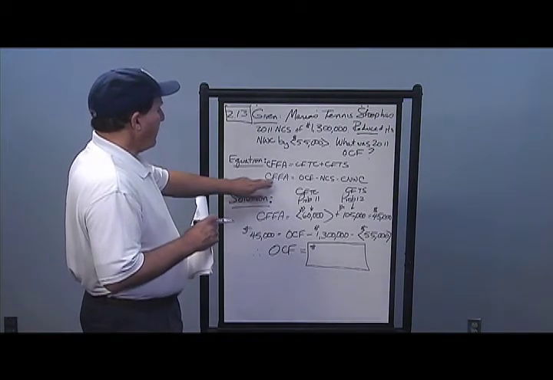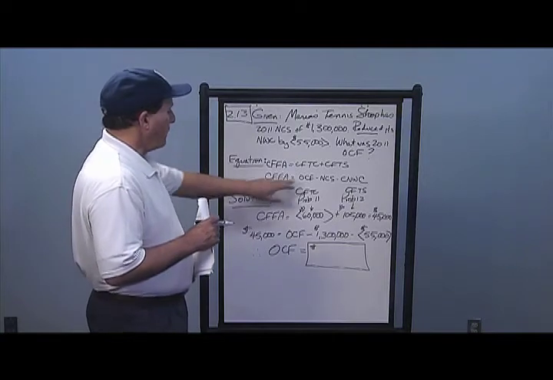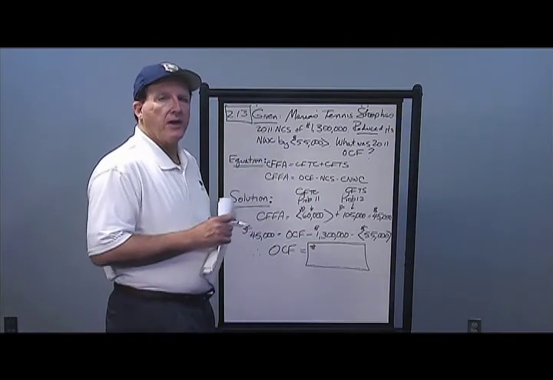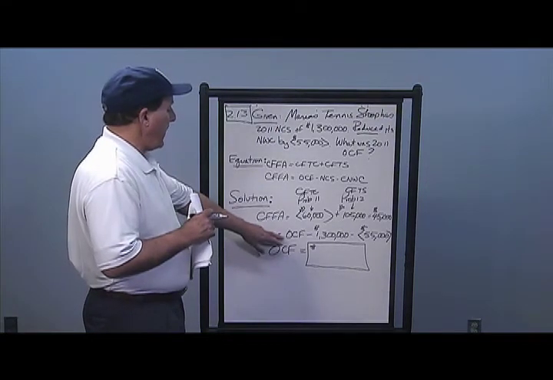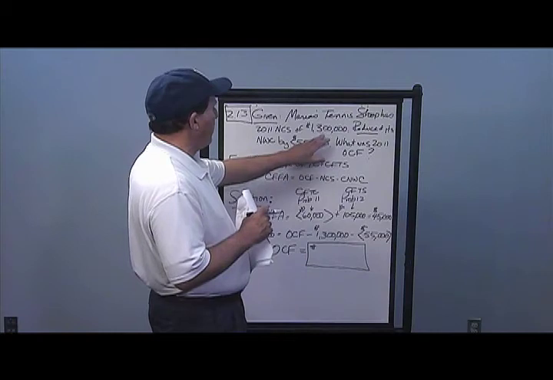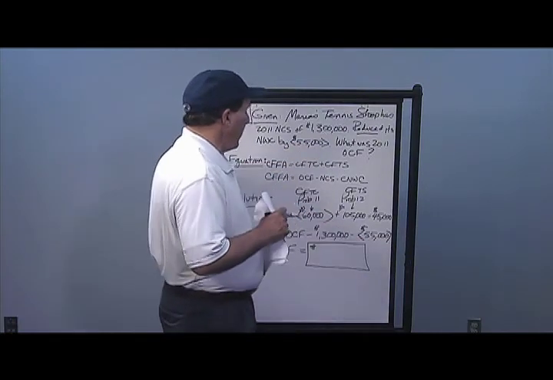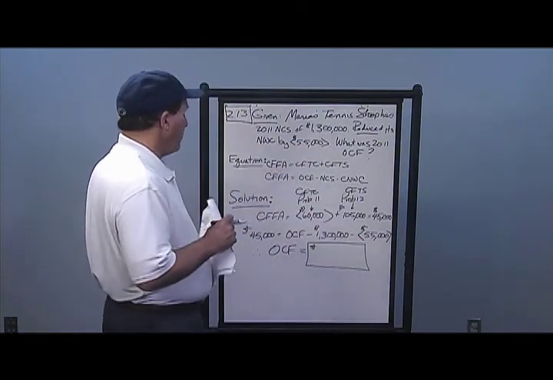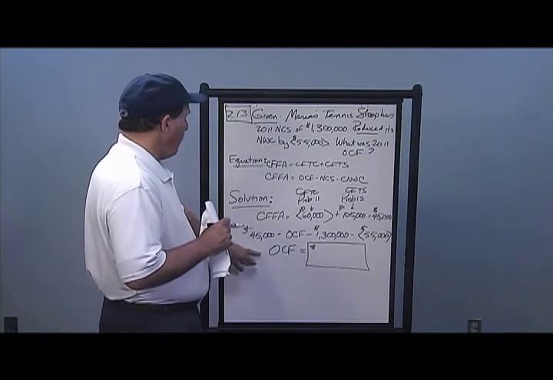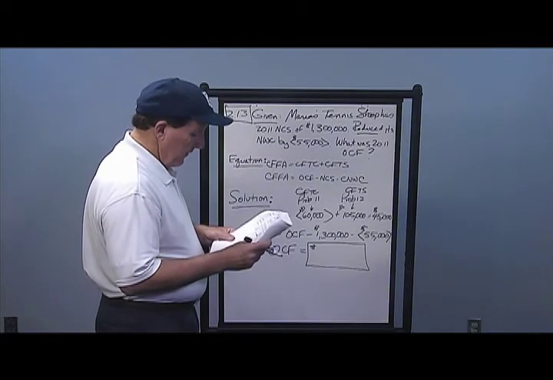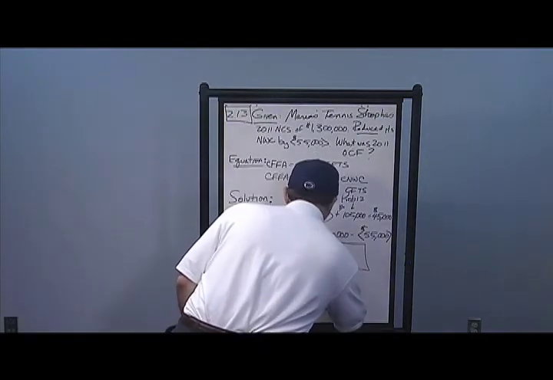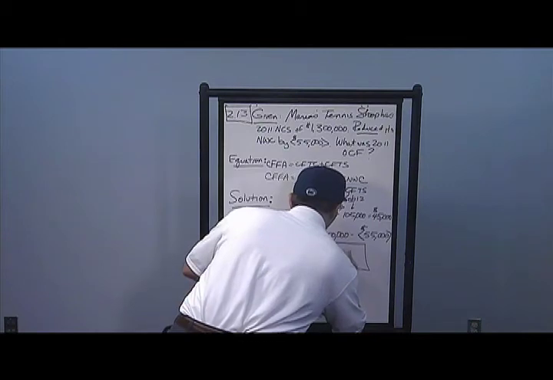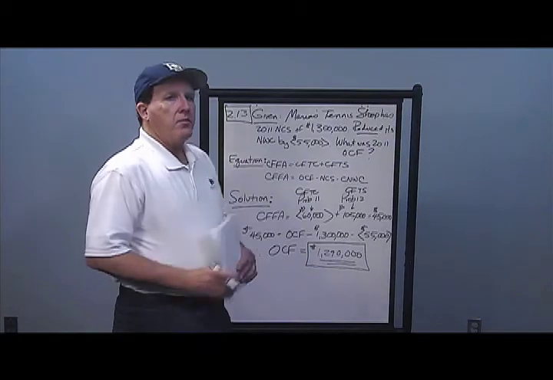Then I plug that into this equation and also plug in the given net capital spending and change in net working capital. So my $45,000 of CFFA is equal to OCF minus net capital spending of $1.3 million, minus a reduction in net working capital of $55,000. And this allows me to solve for my OCF. Therefore, OCF is $1,290,000. And that concludes problem number 13.